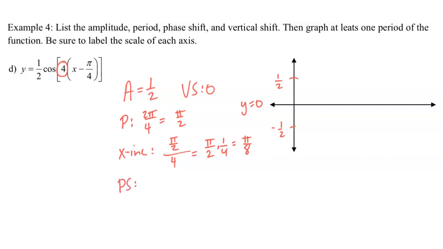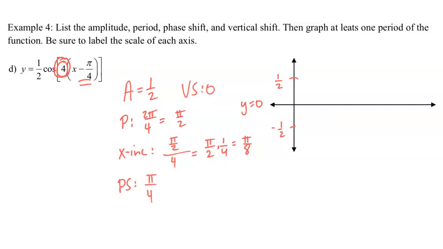Finally, the phase shift. The phase shift is given by what's on the inside of the parentheses, as long as that b is already factored out, which it is. And so therefore, the phase shift is going to be to the right, pi over 4. And I just put positive pi over 4 to indicate that we're going to start to the right of the y-axis.